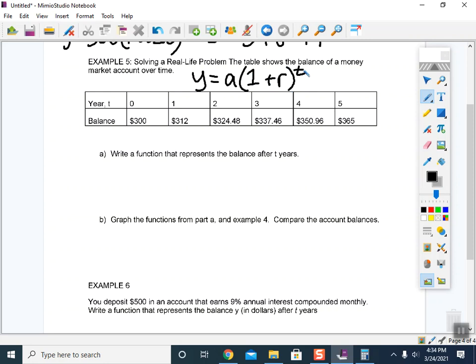Okay, my a value is what I'm starting with, or my principal. So I can see right away I'm starting with $300. At year 0, I have $300.